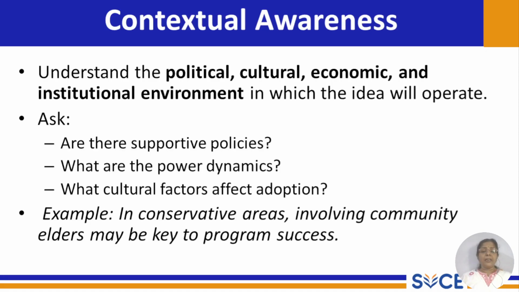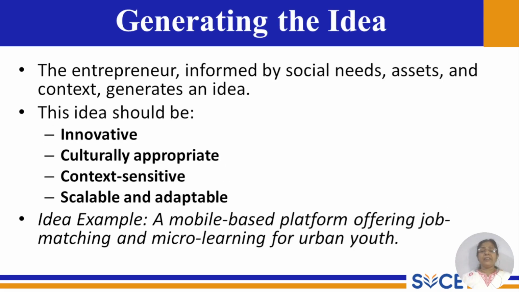And how to understand: are there supportive policies, whether the particular area comes under any scheme, what the power dynamics are, whether it is the ruling party or opponent party, who is strong there, and what cultural factors affect adoption. So one sect might oppose this, one sect might want that. So we need to understand all these things. For example, in conservative areas, involving community elders may be key to program success, because the elders can influence the other people.